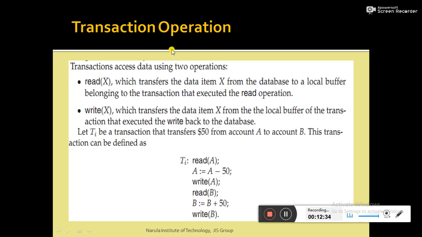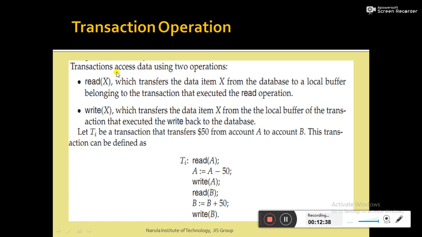Next, transaction operation. As I have mentioned, a transaction is nothing but a program unit which is written in a high level language or data manipulation language, and once the transaction executes, it possibly accesses and updates various data items. Data item means a database-like thing.